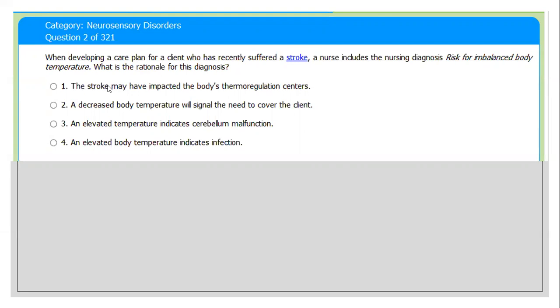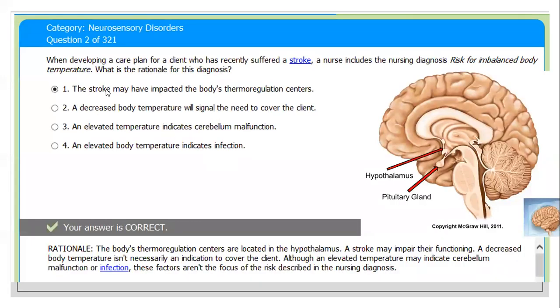Number one, the stroke may have impacted the body thermoregulation center. Number two, a decreased body temperature will signal the need to cover the client. Number three, an elevated temperature indicates cerebral malfunction, or an elevated body temperature indicates infection. What is the correct answer? It is saying the stroke may have impacted the body thermoregulation center. Number one is the answer.